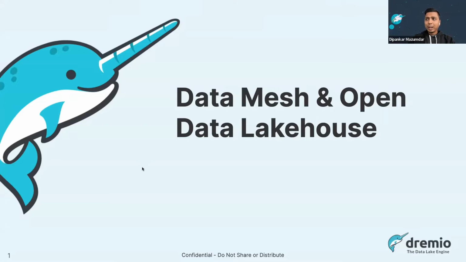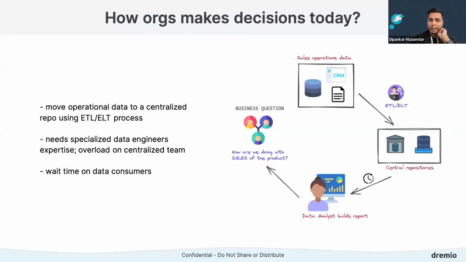So how do organizations make the decision today? For example, let's say you want to build some dashboards to understand historical trends in your product, right? And to do so with some kind of a centralized or monolithic architecture that we have in general, what we would do is move the data from the operational sales system to some kind of a centralized repository like a data warehouse or a data lake, right?